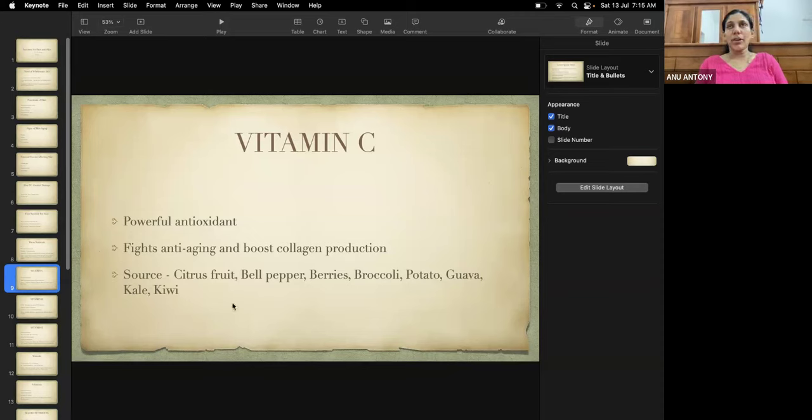Guava, orange, strawberry, berries, any citrus fruit you can incorporate. Again, bell pepper. We have discussed how you have to use bell peppers. Any berries, broccoli, potato, guava, kale, and kiwi. Kale is not available in India nowadays. It is available, but the usage is less in India nowadays. It is a good source.